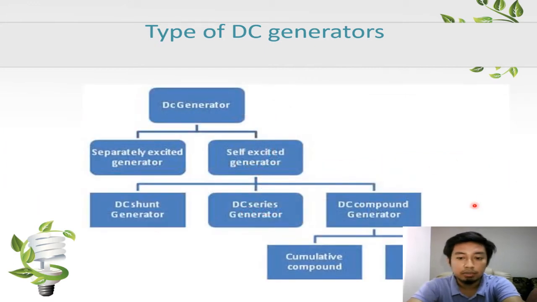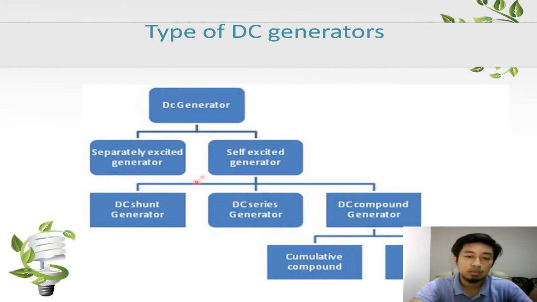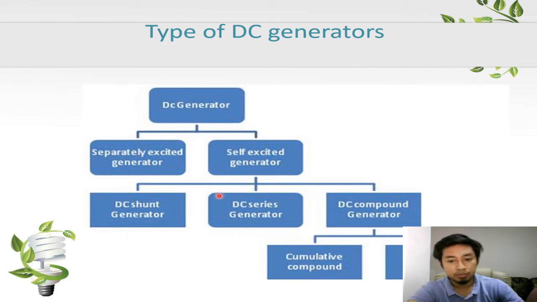This is the type of DC generator. It is the same as the DC motor, but the DC generator is divided into the separately excited generator and the self-excited DC generator. The difference is that the separately excited one uses an external voltage, such as a prime mover, to kickstart the generator. The self-excited generators include the shunt DC generator, the DC series, and the compounded, which has cumulative and differential types. The same goes for the motor.